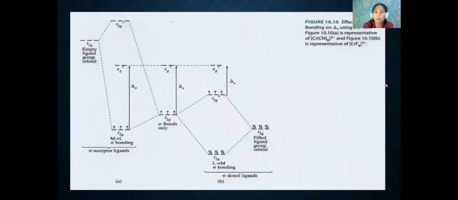And then we have here the effects of pi bonding on the delta O using a d3 ion. So this is a diagram between the cyanide ligand and the chromium metal ion.